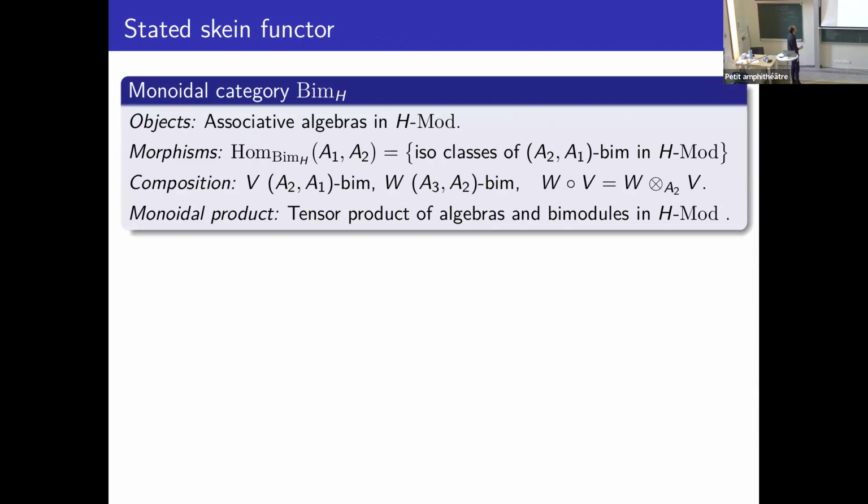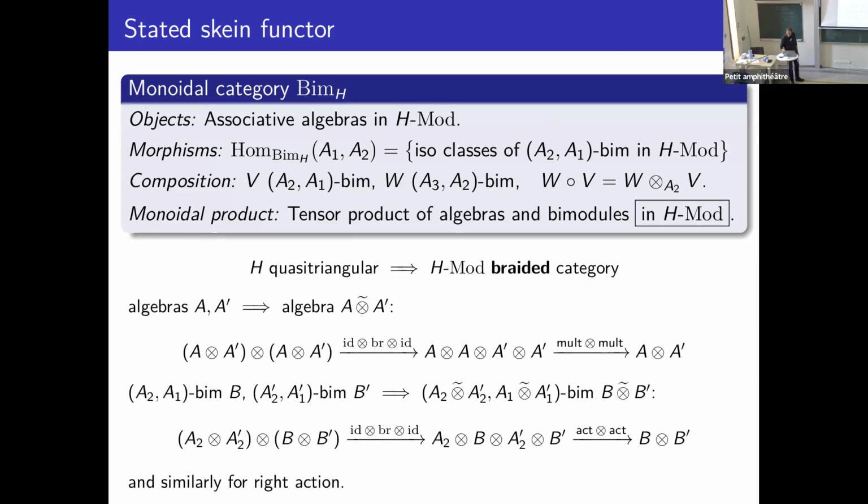Okay, so it means that you actually land in this category BIM H. The objects are associative algebras internal to H-mod. The morphisms are isomorphism classes of bimodules in H-mod. The composition is the usual composition of bimodules, which is by tensoring over the middle algebra. And the monoidal product is a sort of tensor product of algebras and bimodules. So this uses a property of the category H-mod.